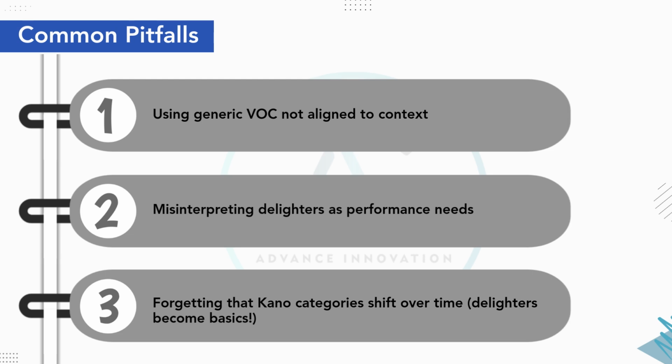2. Misinterpreting delighters as performance needs. Delighters are meant to surprise and exceed expectations. If you treat them like performance needs, you risk over-designing or misunderstanding customer emotions. 3. Forgetting that Kano categories shift over time. What delights customers today might become a basic expectation tomorrow. Continuous VOC analysis is necessary to keep up with evolving customer expectations.